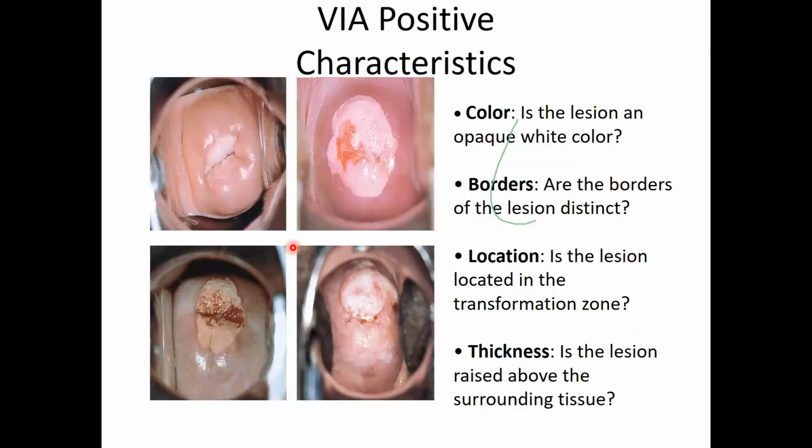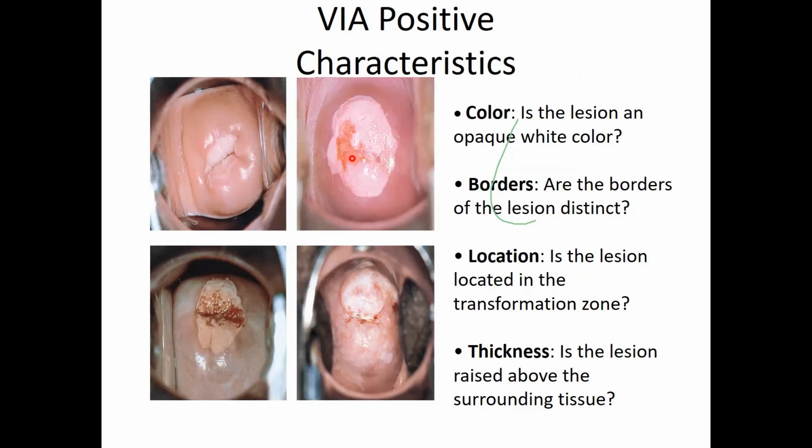So these are some of the characteristics of a positive lesion that we get when we are doing a VIA. Look at the color of the lesions. It is well demarcated. It has very good edges that you can see. These are the lesions that are showing positive for VIA. So when you see this, you are able to say this is positive.